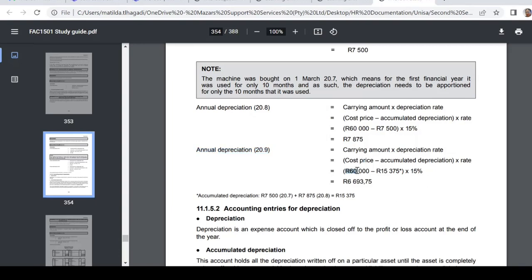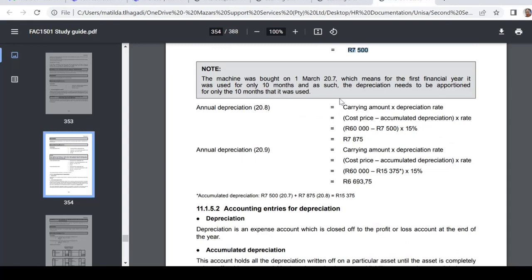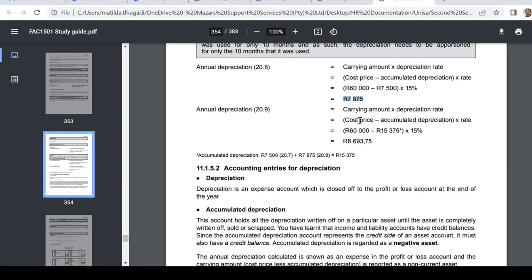Now we're calculating depreciation for the year 20.9, which is 60,000 minus depreciation for 20.7, which is 7,500, minus depreciation for 20.8, which is 7,875, times 15% times 12 divided by 12, which equals 6,693. What is the accumulated depreciation at the end of December 20.9?